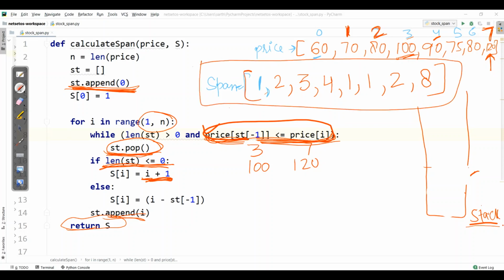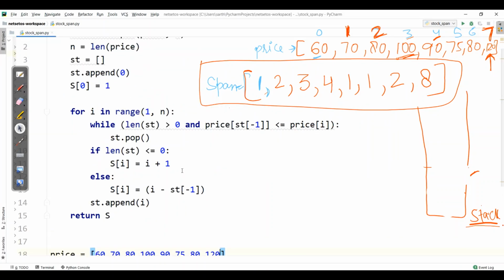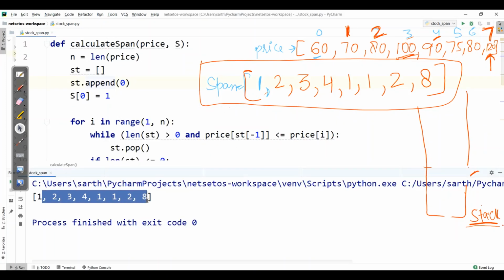Now let's check the output of this program. I got the same output. So this is how we can calculate the span for the stock prices.